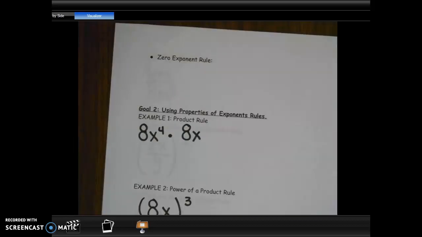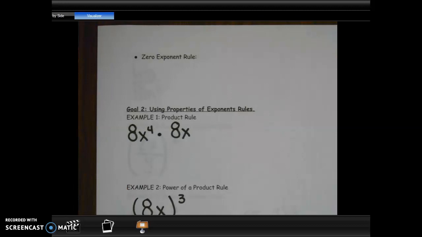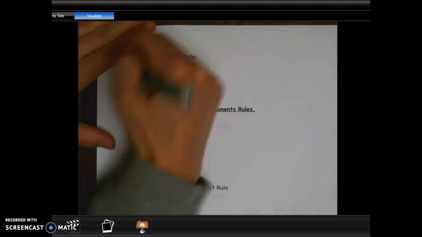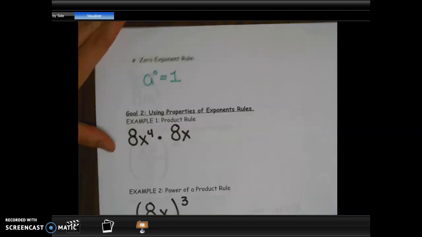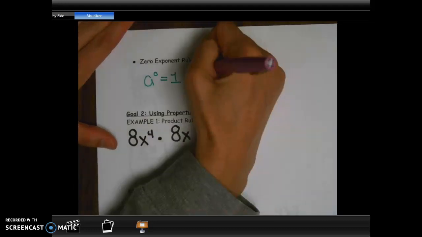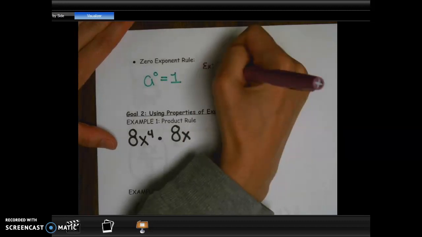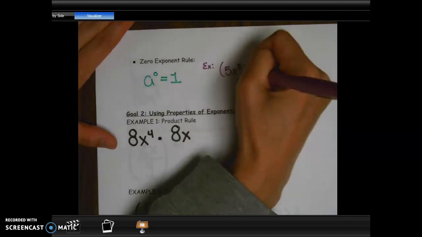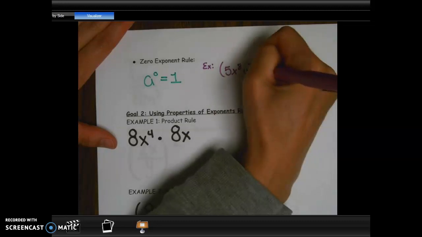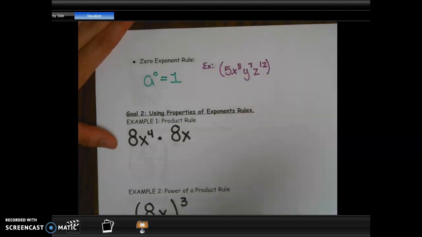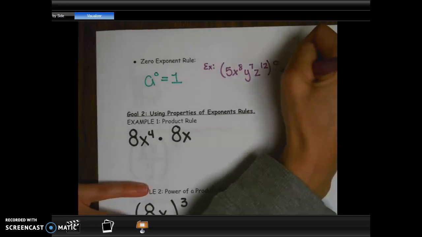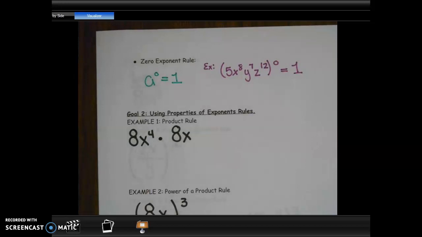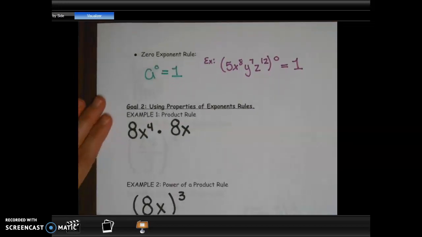So, all right, and the last rule we have is the 0 power rule, which is the easiest one. It tells us that anything raised to a 0 is 1. So for example, let's say we had 5x to the 8th, y to the 7th, and z to the 12th, all raised to the 0 power. Guess what? Equals 1. Ta-da!